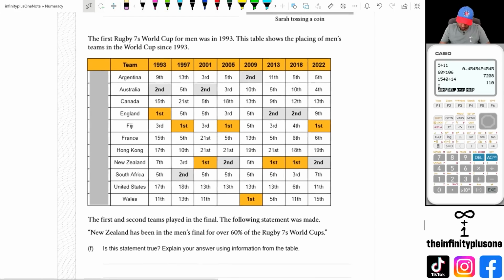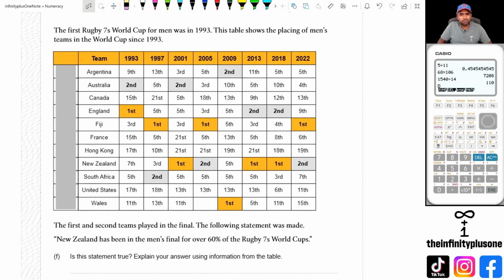Next one here. Oof, got a big one here. So rugby, tables, yep. First and second teams play in the final. The following statement was made: New Zealand has been in the men's final for over 60% of the Rugby Sevens World Cup. So if we look at it, how many tournaments do we have? Let me just highlight that. 1, 2, 3, 4, 5, 6, 7, 8. So 8 tournaments, and out of the 8 tournaments New Zealand has been in the finals for 1, 2, 3, 4, 5. So 5 finals out of 8.